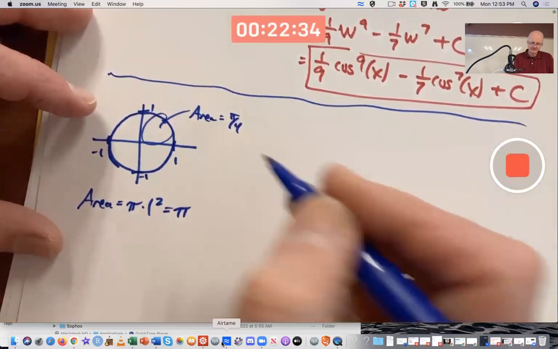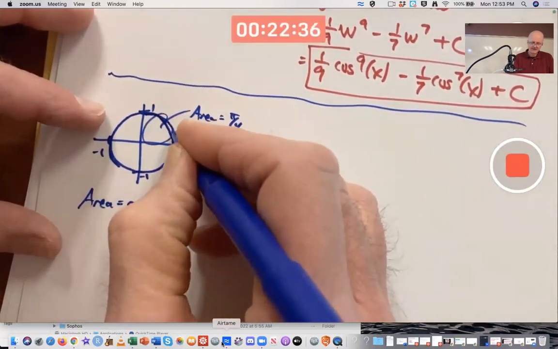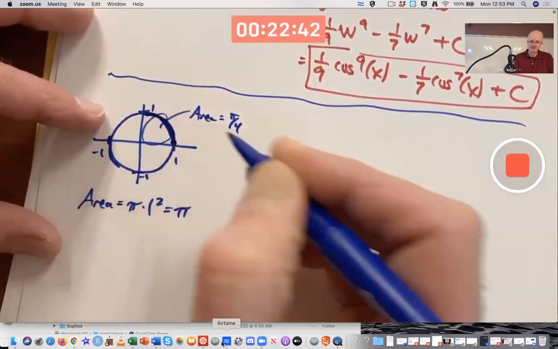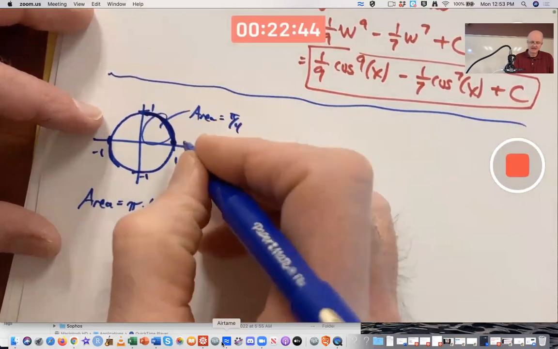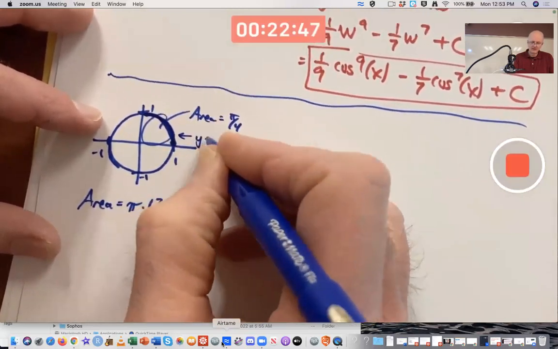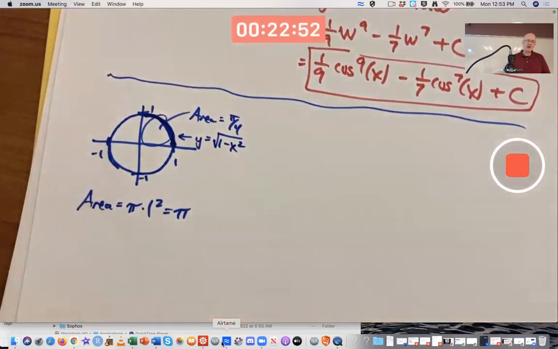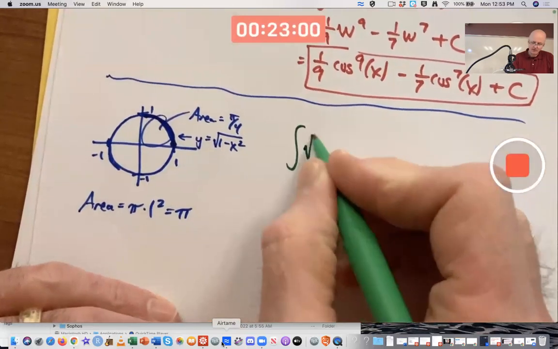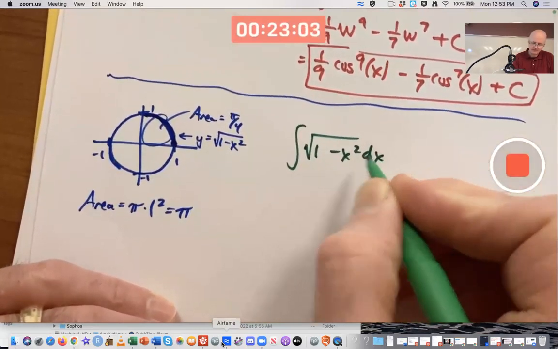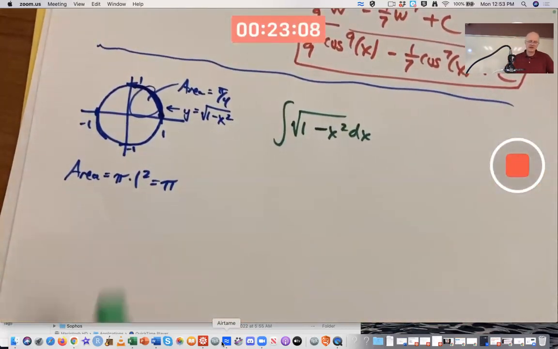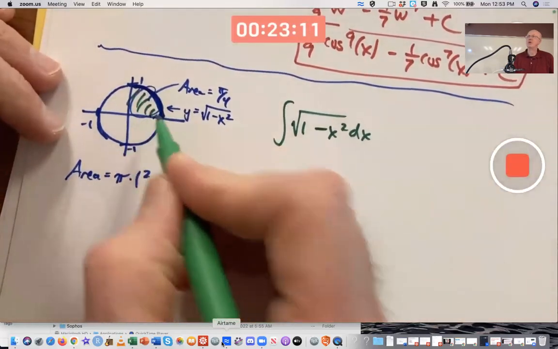How am I going to do this? Integrate the function representing a quarter of a circle right there from 0 to 1. But what function is that? That's y equals square root of 1 minus x squared. So the point I'm trying to make is, to confirm this, we need to integrate square root of 1 minus x squared. Let's do it as an indefinite integral first, and then to confirm the area here, we'll do a corresponding definite integral.